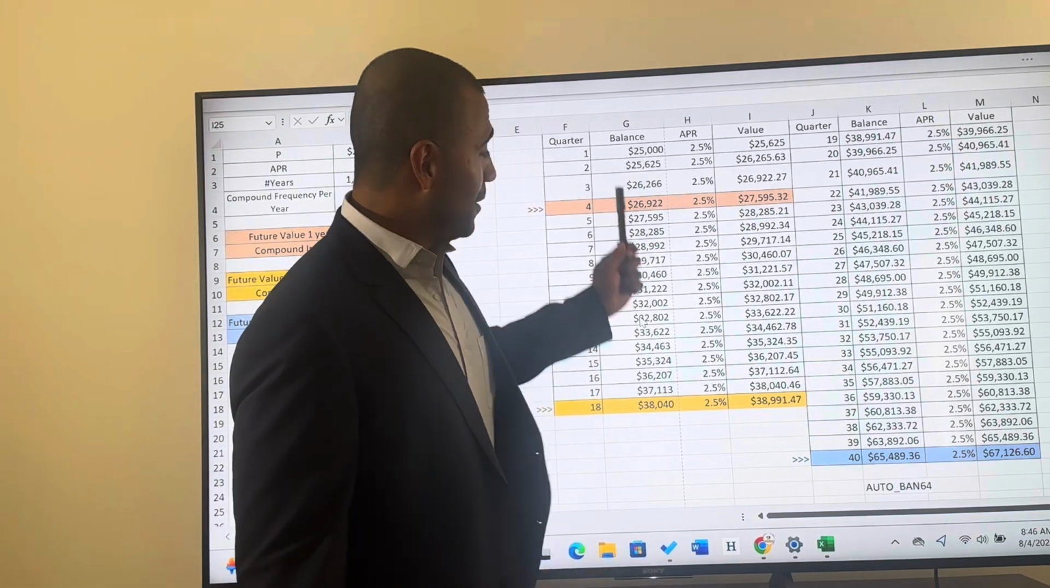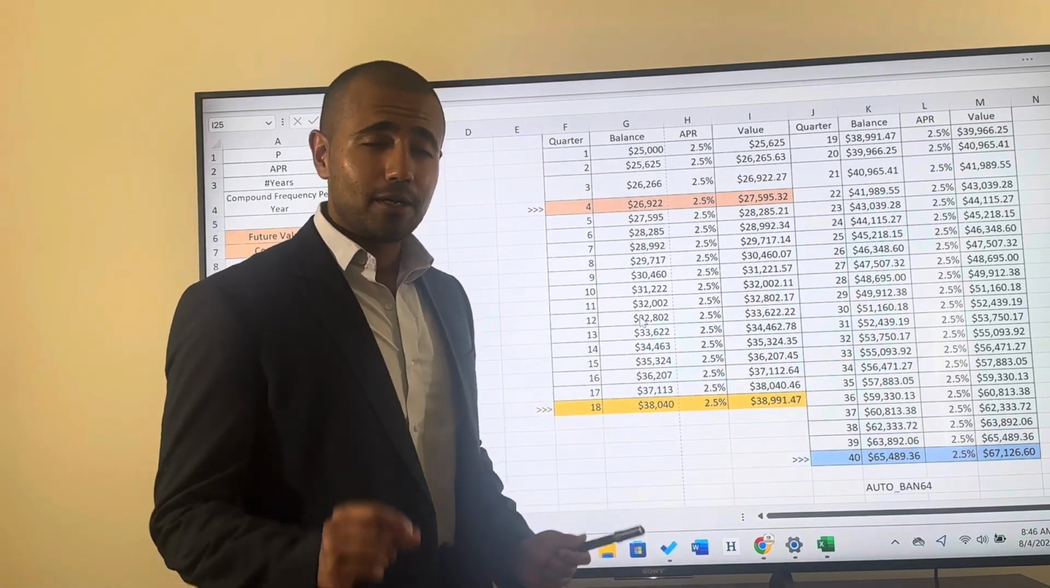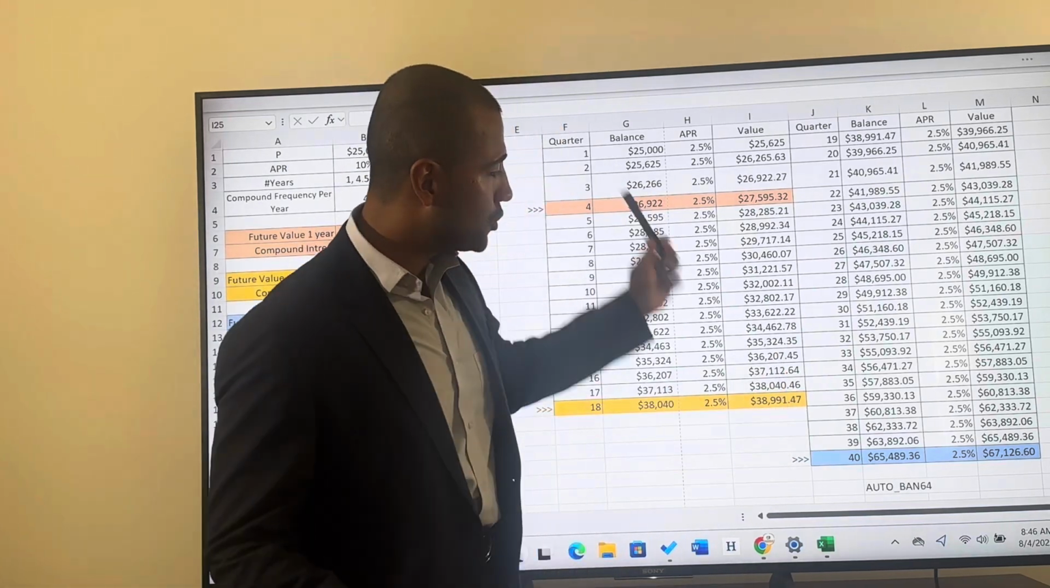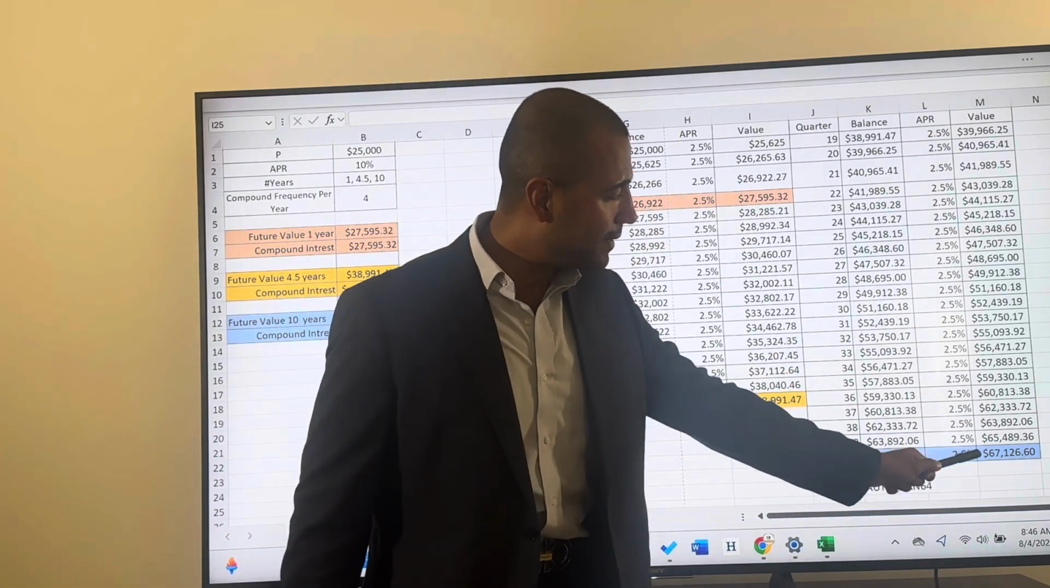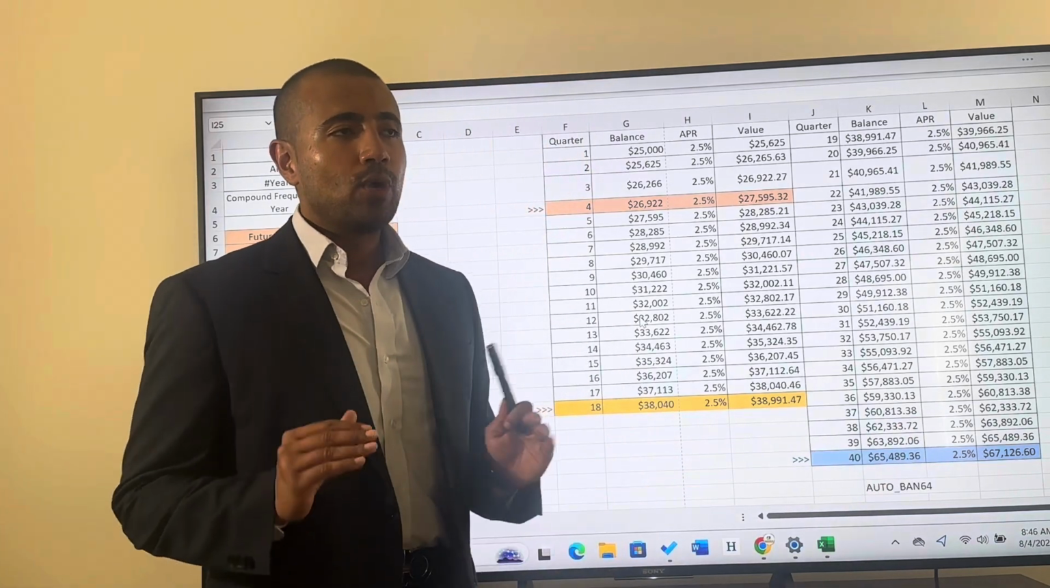So in quarter number 40, our $25,000, which is a modest amount, went all the way to 67,126. So for common math, it went up 2.5 times.